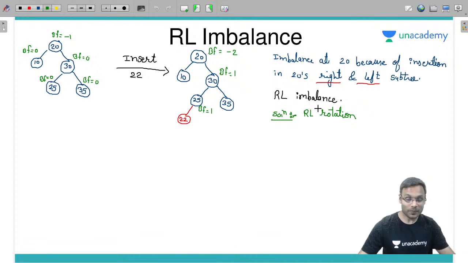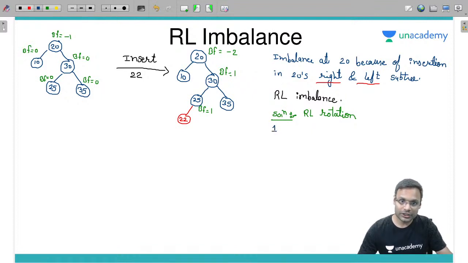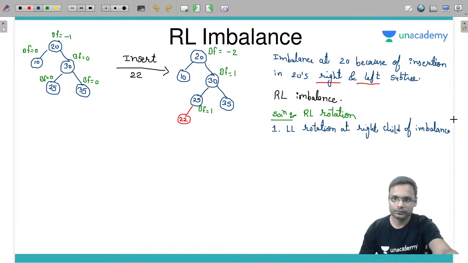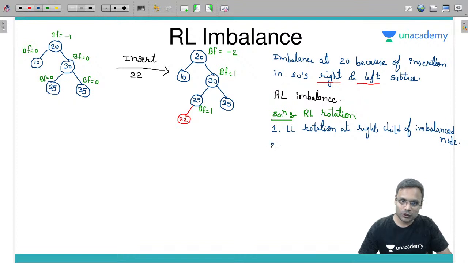Okay, now look at this. RL rotation. It is a double rotation. First of all, which rotation? The first rotation is the second character. What is the second character? L. So LL rotation. Where should I apply LL rotation? LL rotation at the right child of the imbalanced node. And after that, the second rotation is the first character, RR. Where should I apply RR? RR rotation at the imbalanced node.